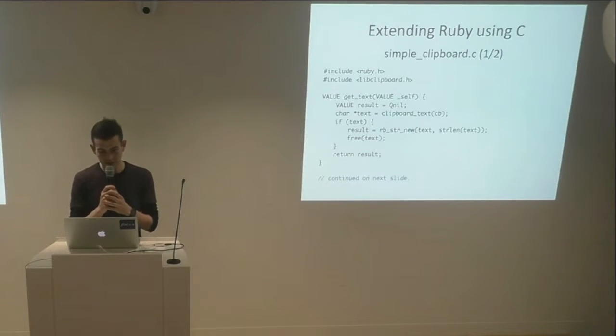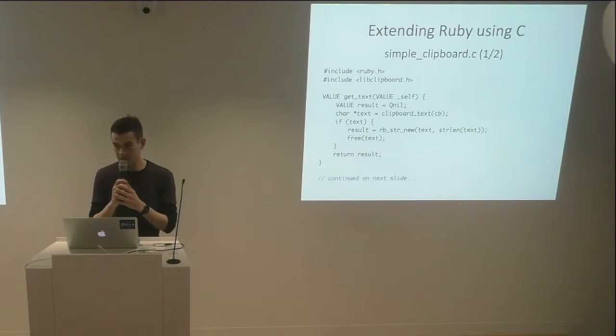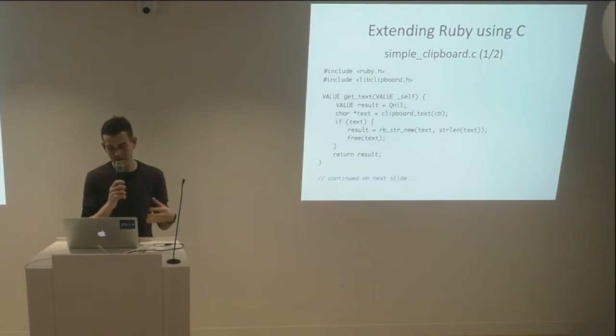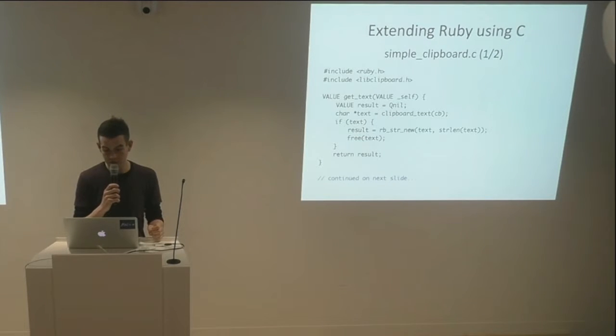That thing at the left, VALUE, that is what you call an opaque value in C. Basically, it says it contains some data, but we're not supposed to look at what that data is. And that's actually the same as a Ruby value or a Ruby variable. In the first line of this method, we see a VALUE called result, and we're setting it to Qnil. That's kind of like saying result equals nil in Ruby.